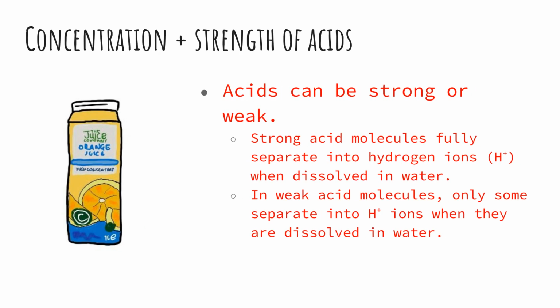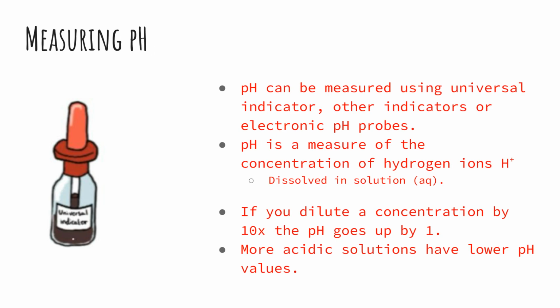Strong acids fully separate into hydrogen ions in water, while weak acids only partially separate. This distinction is crucial for understanding acid behavior. pH can be measured using indicators or electronic probes. It measures the concentration of hydrogen ions. Diluting a solution tenfold increases the pH by 1.